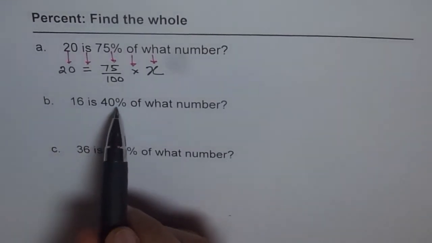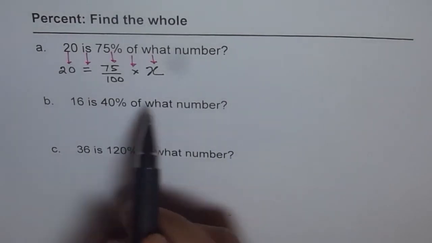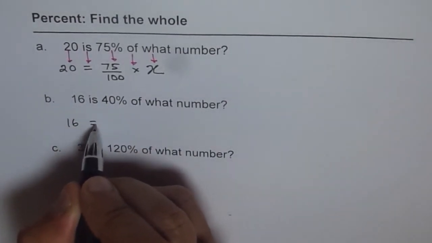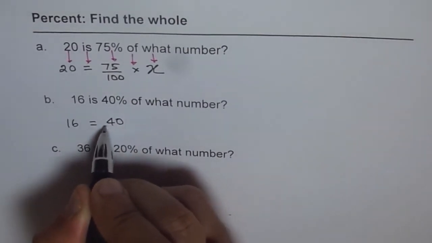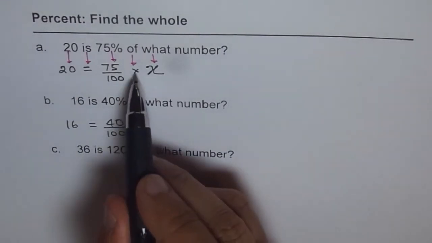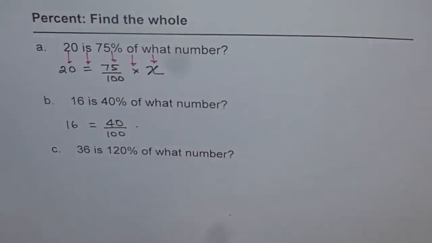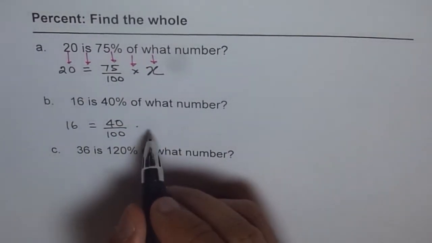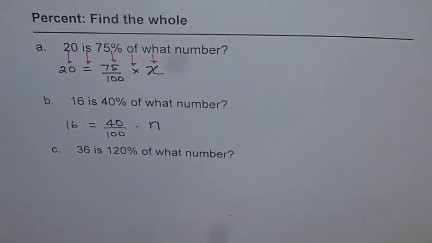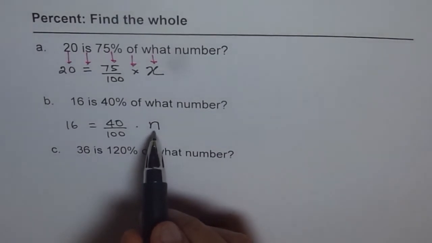16 is 40% of what number? Let's first translate. 16 is means equal to 40 over 100, which means 40%. Of means times. I'm not writing a cross because it confuses with the variable x. Of what number? Let's say the number is n. You can have any variable. So we need to find what n is, correct?